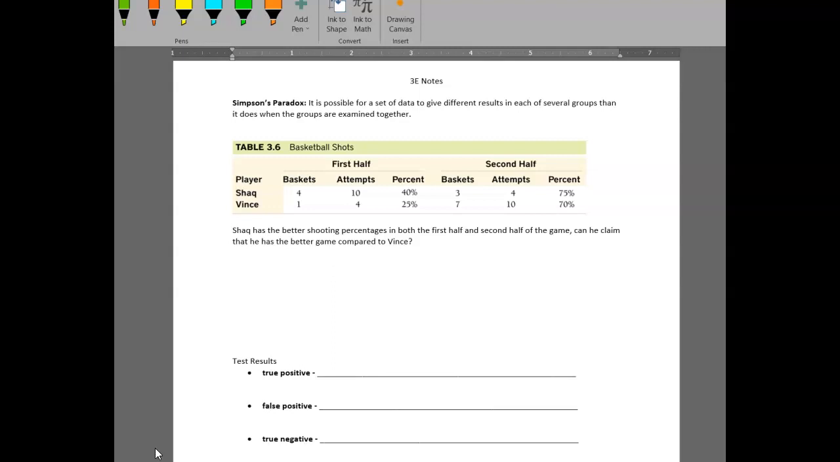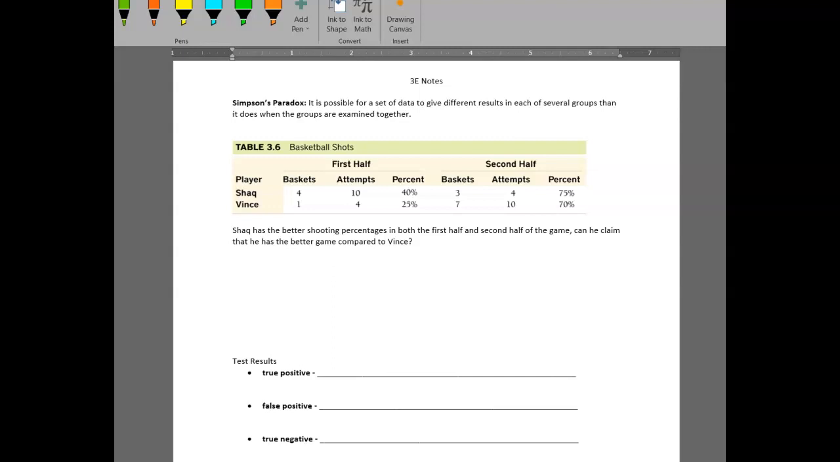Simpson's paradox is when we have two sets of data that, if you look at them individually, will give us one piece of information, but if you look at them collectively, may give us a different piece of information. So let's look at these two basketball players, and we're going to look at the first half. Shaq has a better shooting percentage in both the first half and the second half of the game.